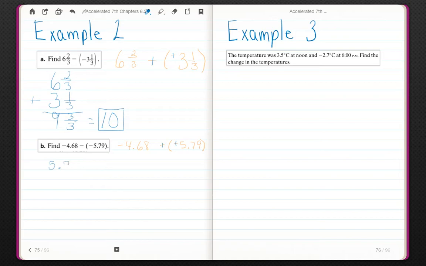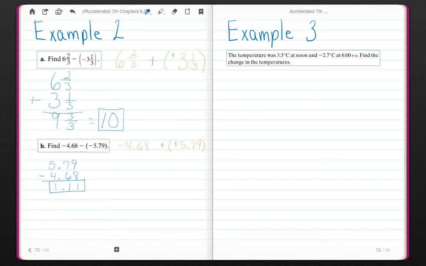So 5.79 minus 4.68. 9 minus 8 is 1, 7 minus 6 is 1, and 5 minus 4 is also 1. The greater absolute value is positive, so my entire answer is positive.